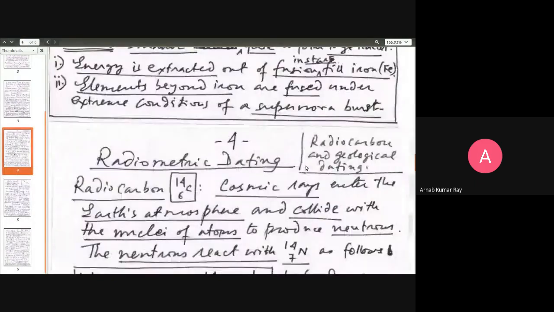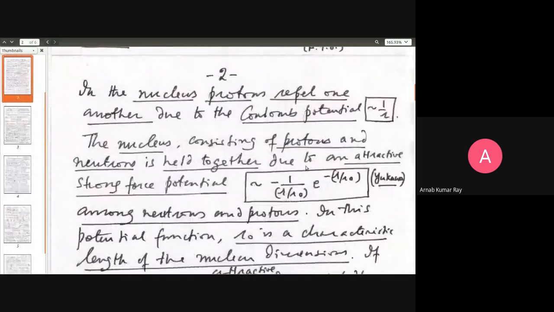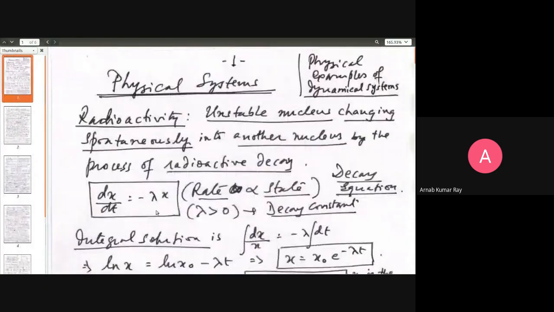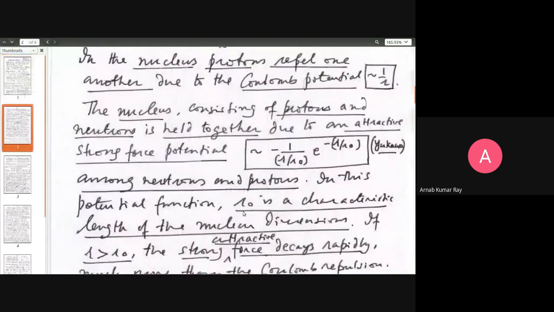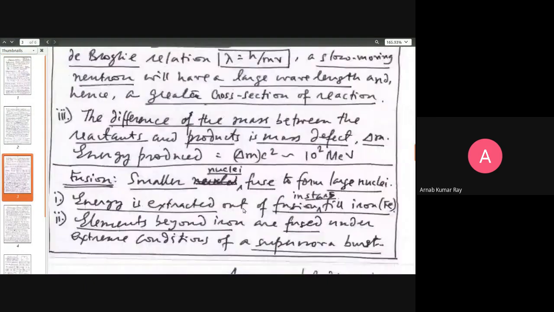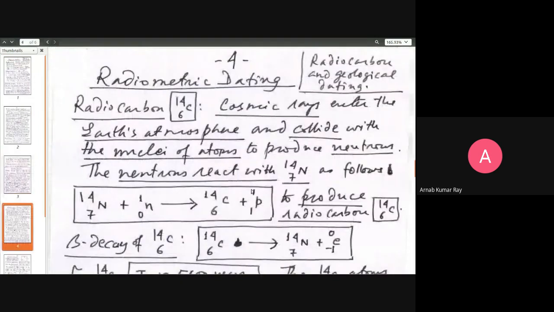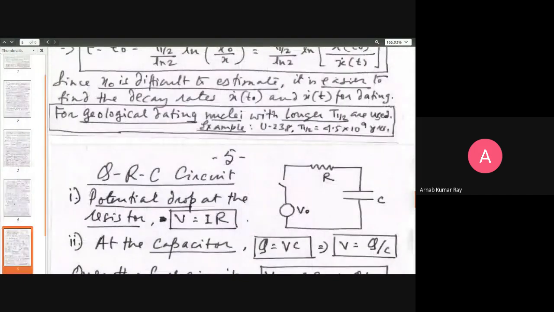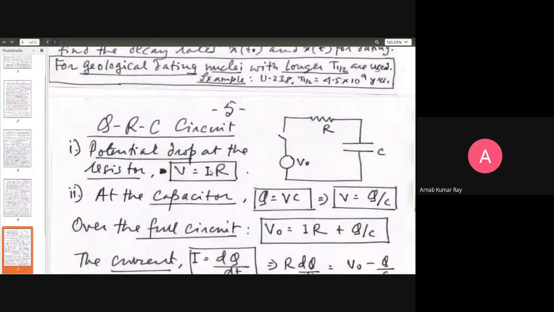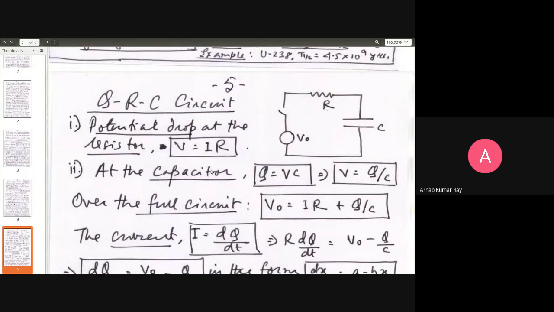As I said, we shall discuss various phenomena using our knowledge of autonomous equations, which is dx/dt is some function of x. Here the function of x was minus lambda x for radioactivity, with which we have seen a practical application, namely radiometric dating. Now we shall look at another such phenomenon where these autonomous equations can be applied, namely a very simple electrical example of a QRC circuit. Let us see what this whole business is about.